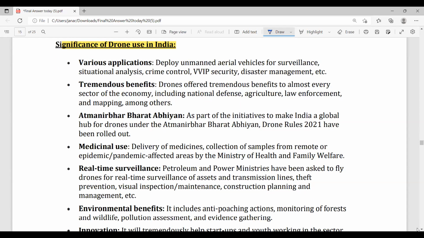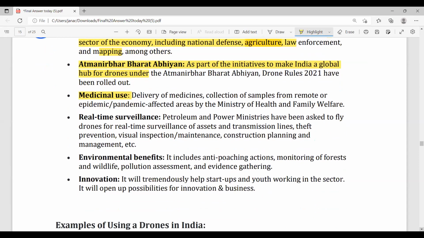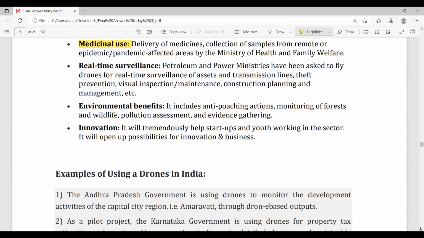Significance is very applicable technically and technologically, with various applications: surveillance, disaster management, crime control, and with respect to agriculture, law enforcement, mapping, Atmanirbhar Bharat. See how many keywords we can use: medical use, real-time surveillance. Environmental benefits, no doubt, anti-poaching actions, fantastic. All these different keywords, and if you can put innovation, startup innovation, youth, business, and all those things.